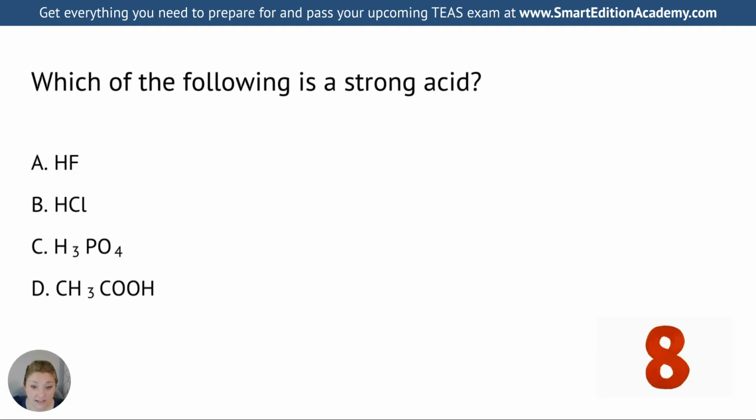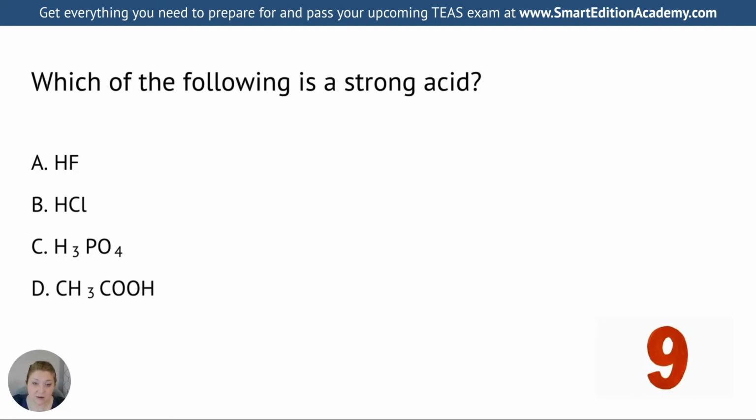Which of the following is a strong acid? We have HF, HCl, H3PO4, or CH3COOH. So we have all acids here. So this one can be a little bit more tricky in the question.